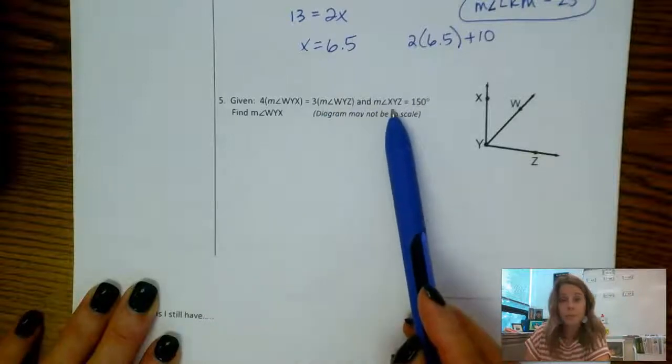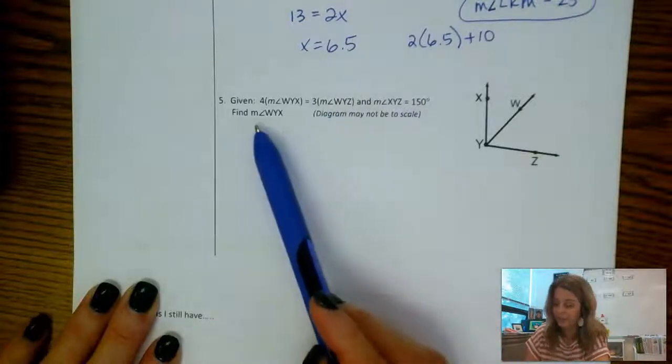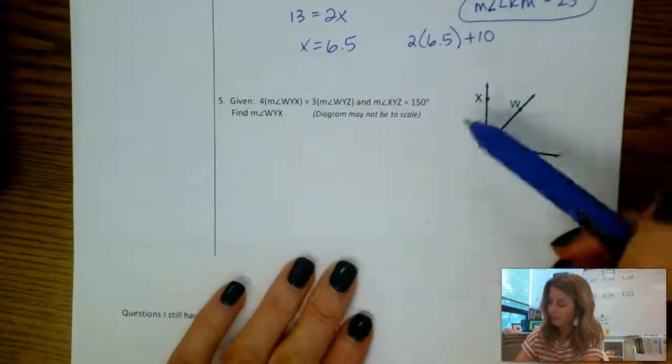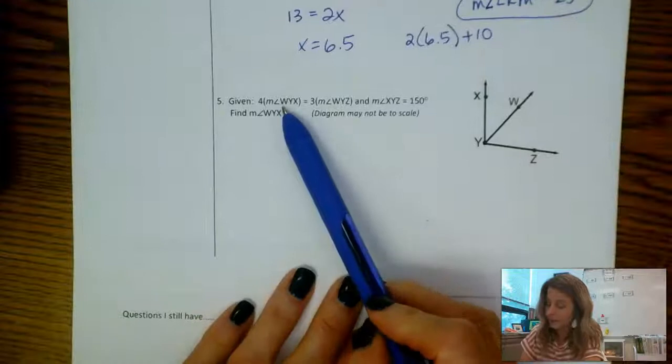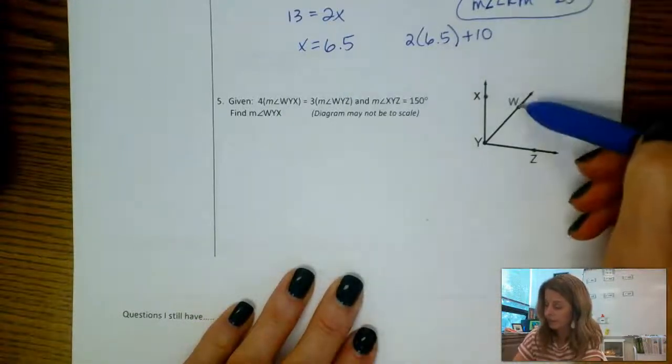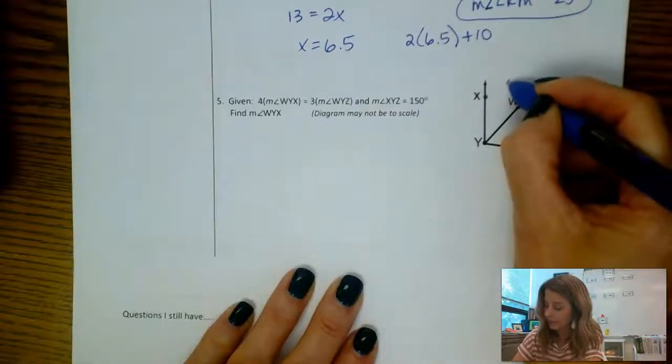And the measure of xyz equals 150 degrees. Find the measure of wxy. Okay, so let's take a look here and find these. wyx, so that's this angle right here.